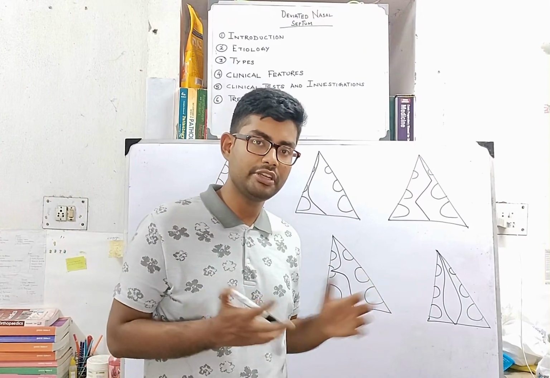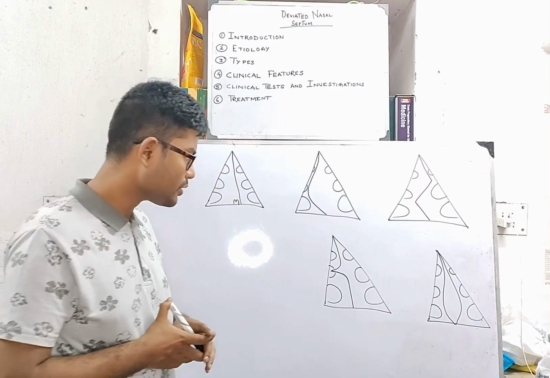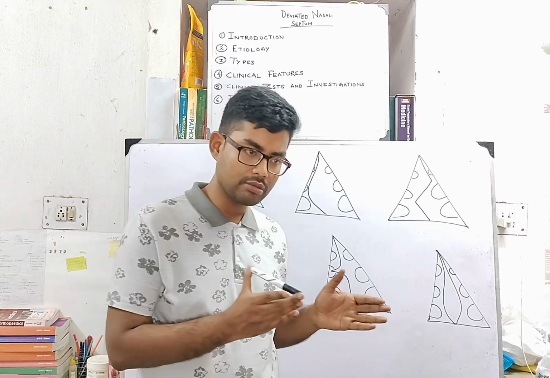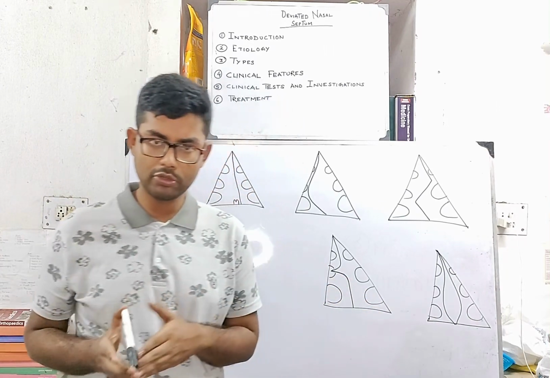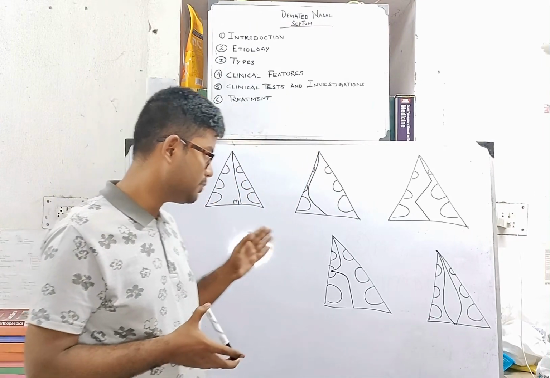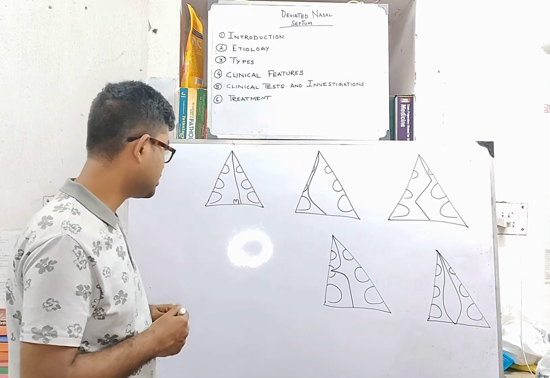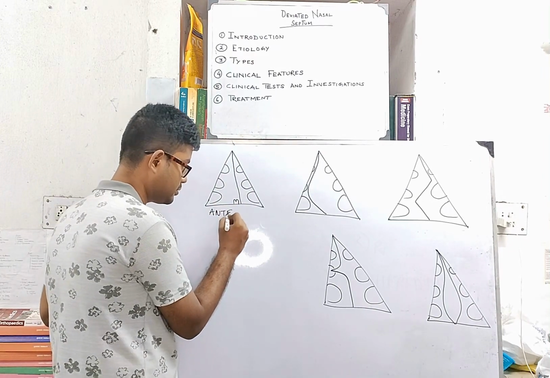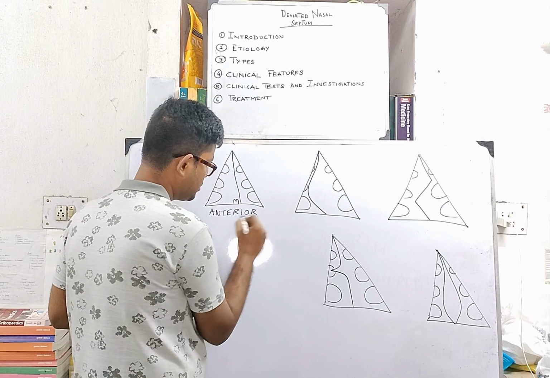Types of deviated nasal septum. So the deviated part may involve the cartilaginous part, the bony part, or may involve both. So coming to the types of deviated nasal septum, this is called an anterior dislocation.